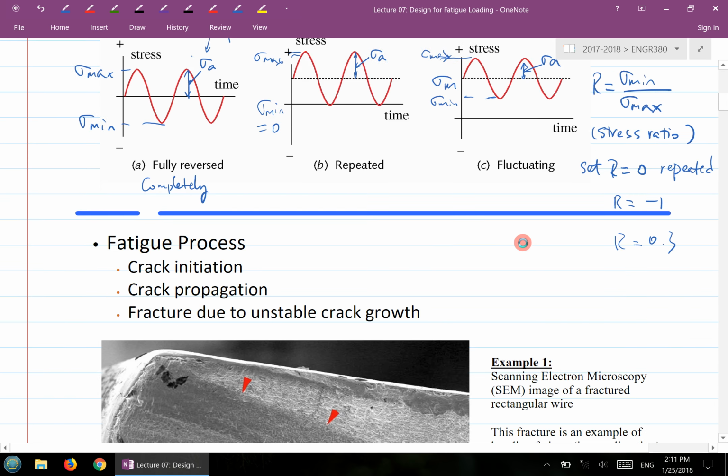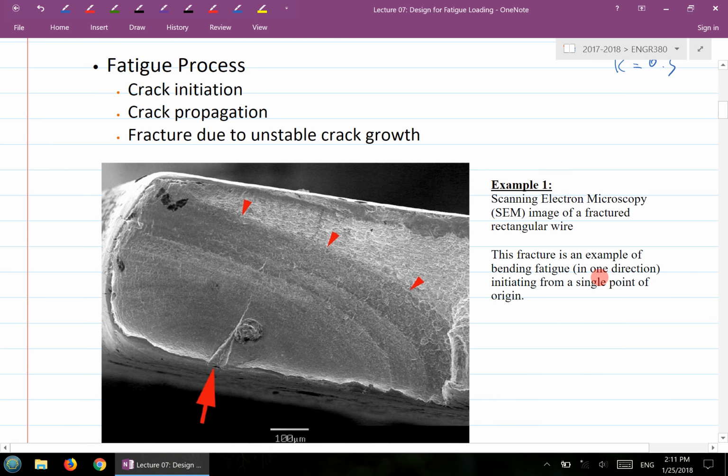So here is an example. Before we talk about the example, the typical fatigue process consists of three stages. First stage, there has to be a crack initiation. The second stage is the propagation of the crack. And the third stage is a fracture, so the whole part fractures apart.